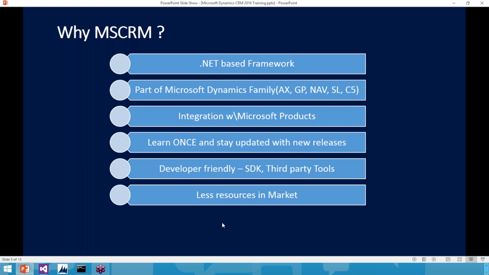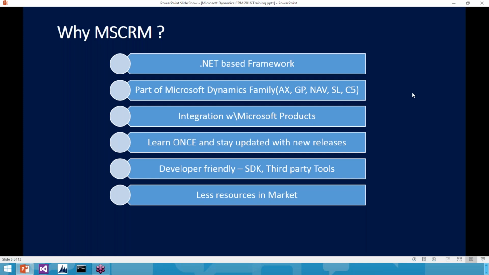And another important thing is there are very less resources in the market. I mean, not very, very less, but it's fewer resources in the market. So if you have a .NET skill set plus CRM, it will put you in a good spot to find a job. Because I don't know why most of the people think CRM is very tough. Most of the people are going into SharePoint and they're neglecting CRM. They're scared of CRM for some reason.